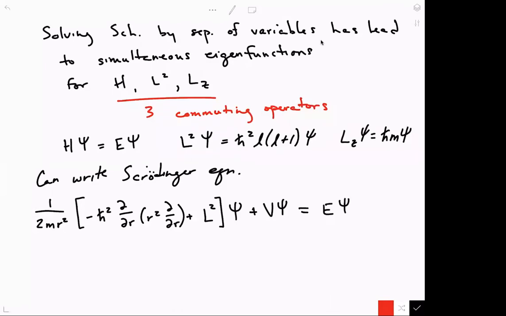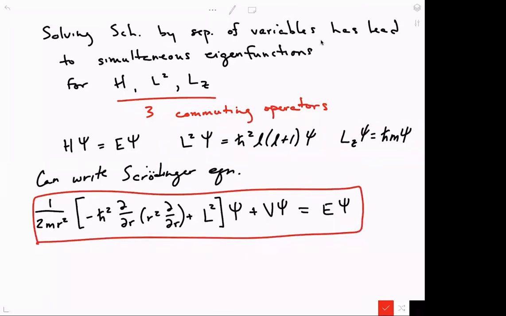Our algebraic solution lets us know that L and M can be half integers. So this is a new way we can write the Schrodinger equation in terms of our momentum operator and in spherical coordinates. So that's a good place to pause this lecture. We're going to pick up next time with talking about the spin.